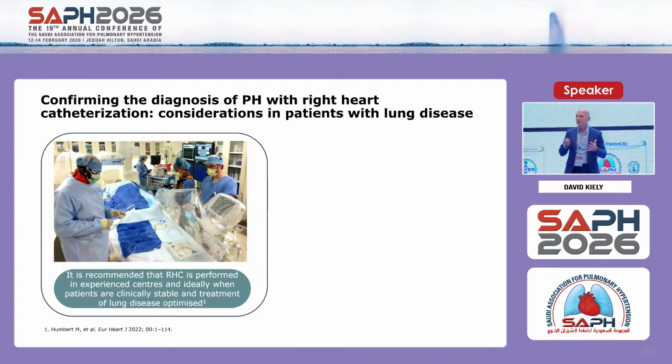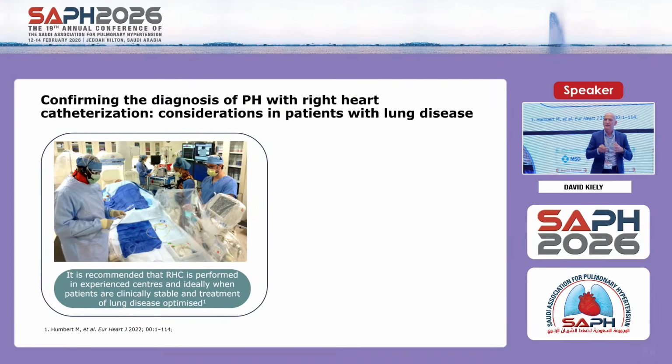So when we want to make the diagnosis of pulmonary hypertension, it's important, particularly when we're considering treatment, that we confirm the diagnosis with cardiac catheterization. And as I mentioned earlier, it's really important this is performed in experienced centers. It's a test that's very easy to do well, but it's also very easy to do badly.